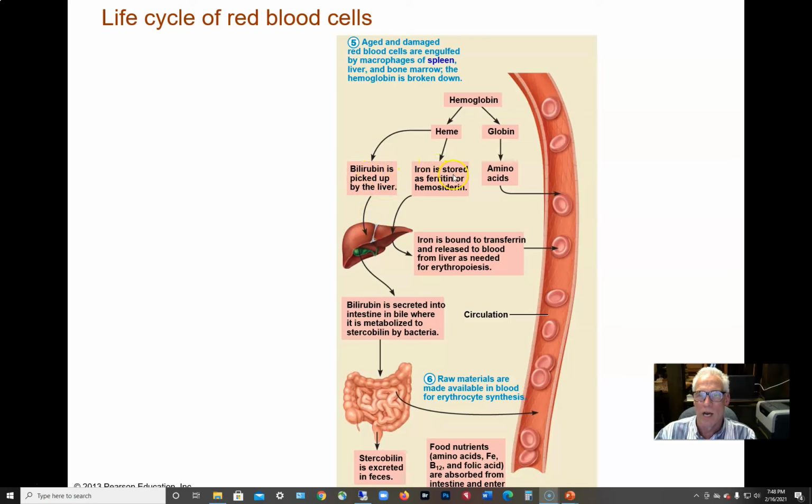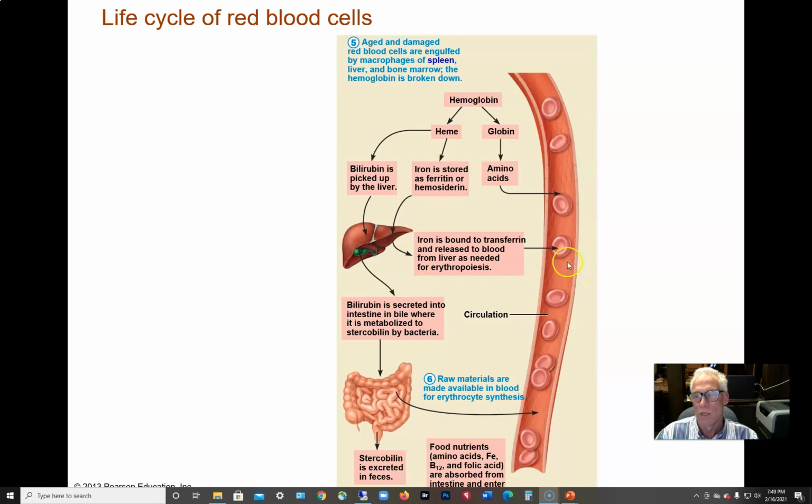The iron atoms are toxic. They have to be avidly hung onto by carrier proteins so that they don't get into trouble reacting with things. And those iron atoms are carried by ferritin or hemosiderin to the liver where they're stored. The heme ring, as I said, is converted to bilirubin, and the bilirubin goes into the blood, but it's very avidly scavenged up by the liver.